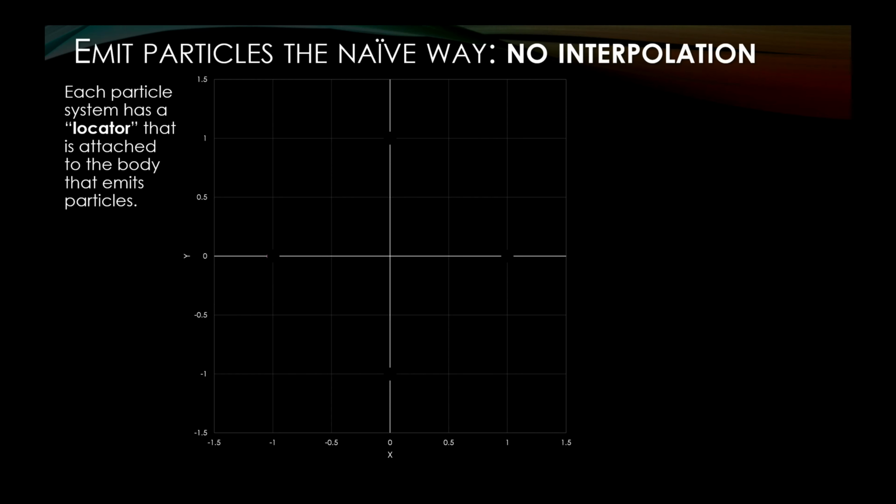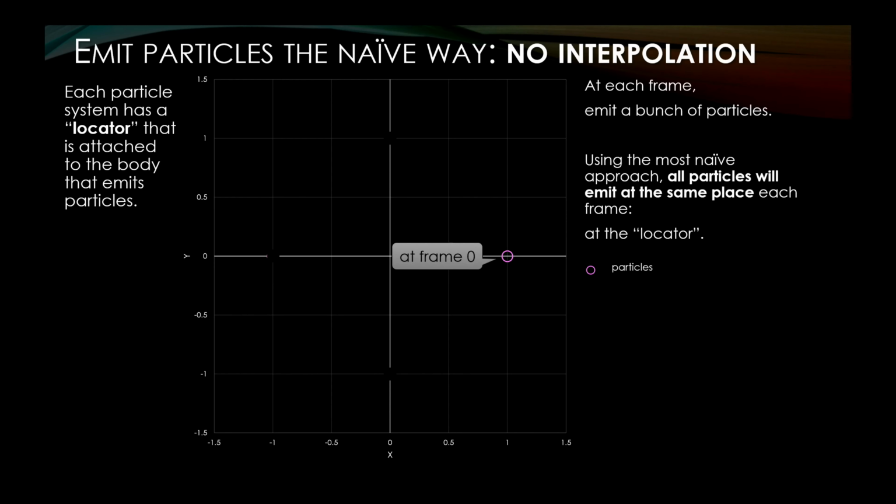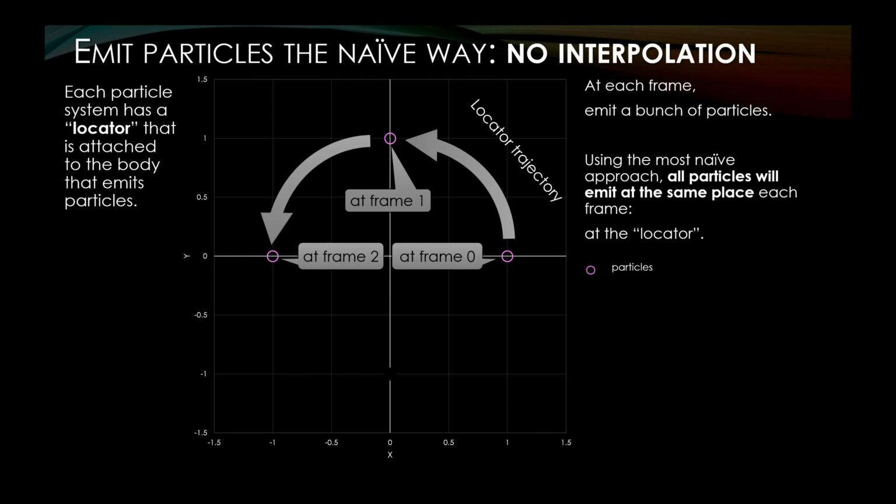And if all the particles are emitted in the most naive way possible, here's what happens. First, at the first frame, a particle will emit where the locator is. And in fact, if you emit 10 particles, 100 particles, 1,000 particles, they all end up in the same spot. And in the next frame, all of the particles end up where the locator is on the next frame, and so on and so forth. And what you end up with is what looks like 4 particles. It doesn't matter how many particles there are, because they're all getting emitted in the same place.